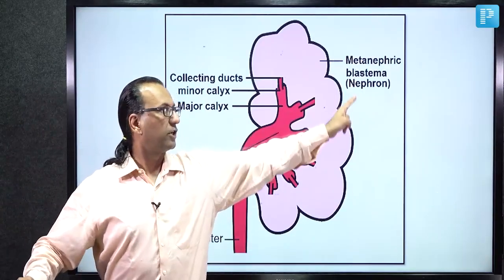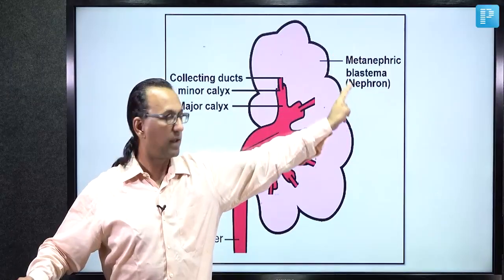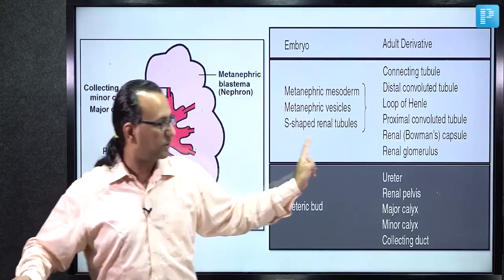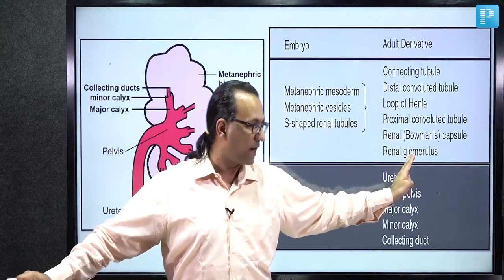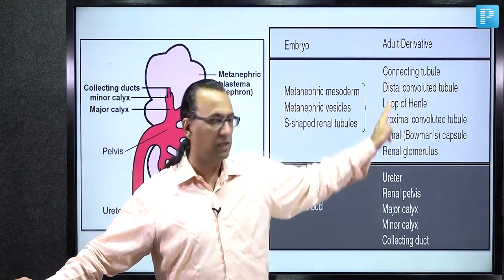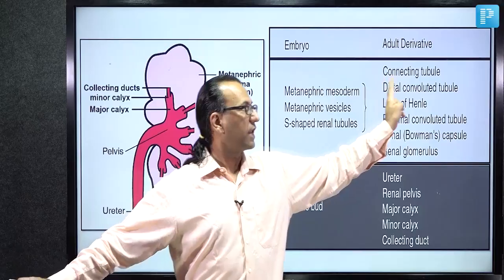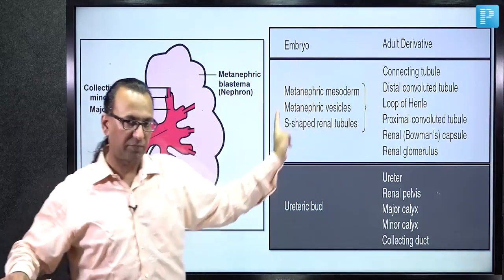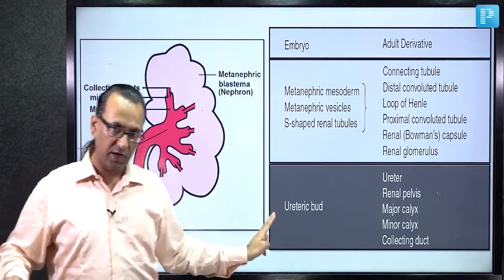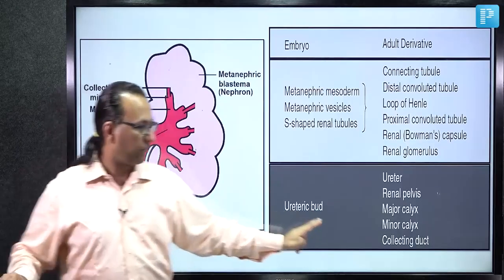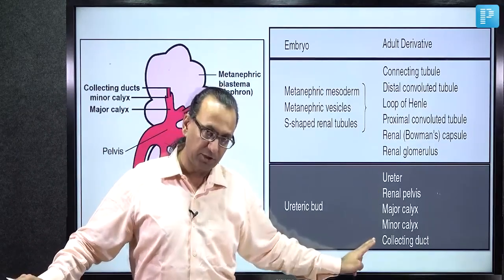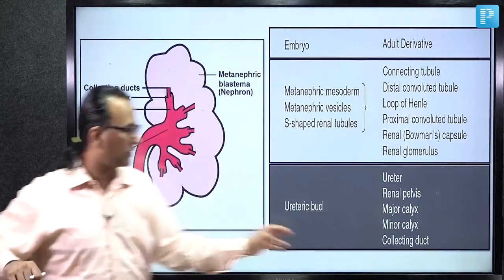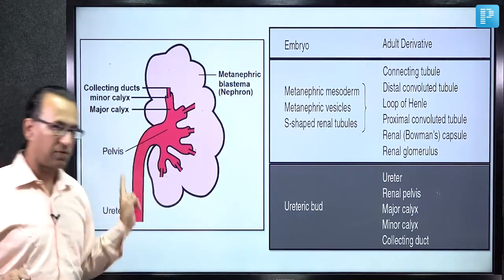again, and also the parts of the nephron coming from metanephric blastema. So here the metanephric blastema would have formed the nephron, which contains the renal glomerulus and also the Bowman's capsule, PCT, DCT, loop of Henle, as well as the connecting tubule, all coming from metanephric blastema. When it comes to the mesonephric duct, the ureteric bud was given, and it will be forming the 5 derivatives which we already have mentioned: the collecting duct, minor, major calyx, and the renal pelvis and the ureter, which we have seen in the diagram as well.